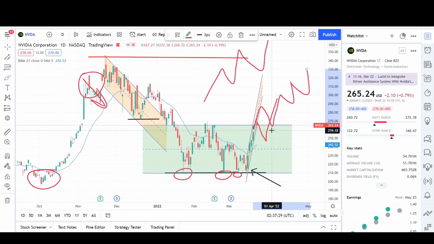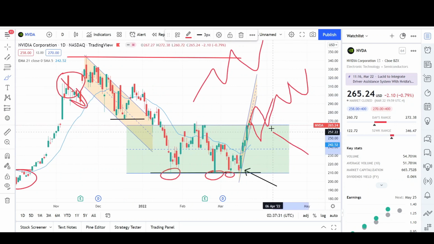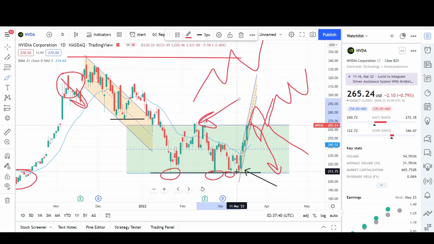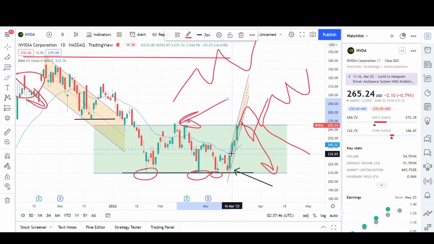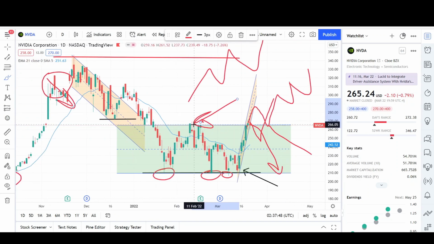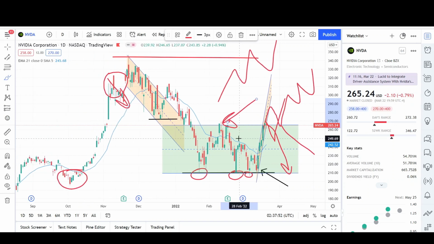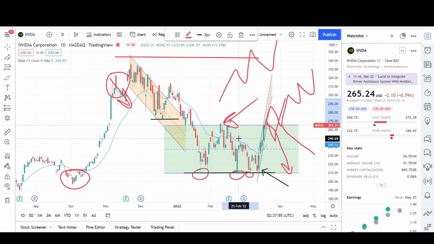Let's look at the worst case scenario, which is we start getting rejection from this 264 level for Nvidia and we go back down to the lows, because we did get rejected from here before and prices went down to that 210 level. So there's a possibility for that to happen again. However, the buying pressure is stronger than previously, so we don't have to follow the same pattern as history shows. So let's take a look at the weekly chart to wrap it all up.